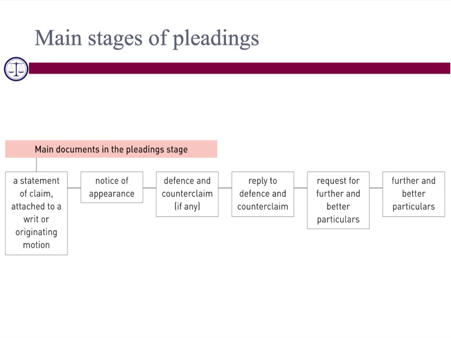First, the plaintiff will file a writ with a statement of claim attached. The defendant will respond with a notice of appearance saying, "We're going to show up to court." Usually this will include a defense and a counterclaim saying, "This is how we're going to defend the case." The plaintiff may then file a reply to the defense. Both sides may put in what is called a request for further and better particulars, which is just a fancy way of saying, "Hey, can you give us more details?" And finally, each party can then file those further and better particulars.